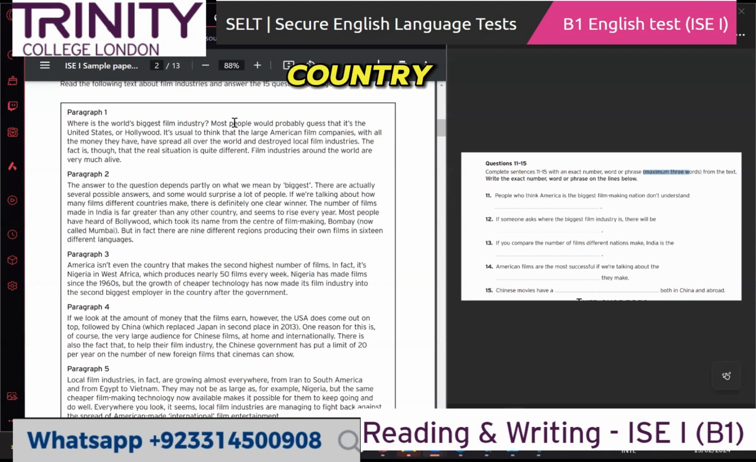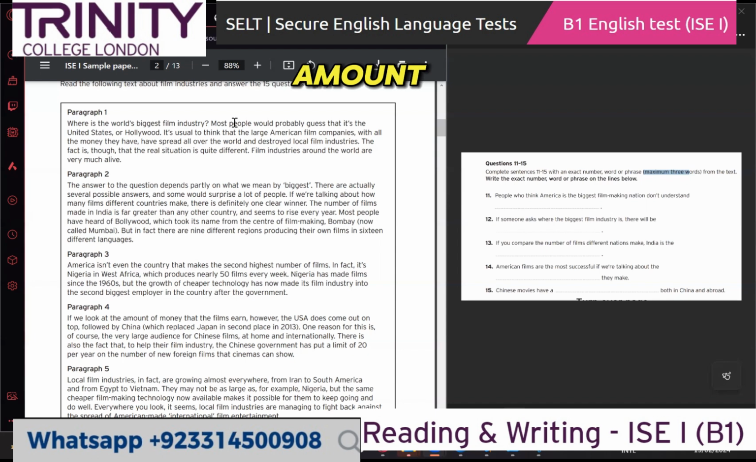America is not even the country to make the second highest number of films. In fact, it's Nigeria in West Africa, which produces nearly 50 films every week. Nigeria has made films since the 1960s, but the growth of cheaper technology has now made the film industry the second biggest employer in the country after the government.